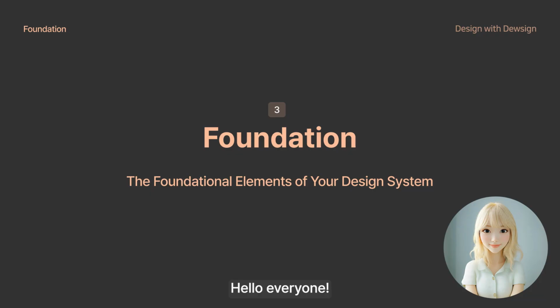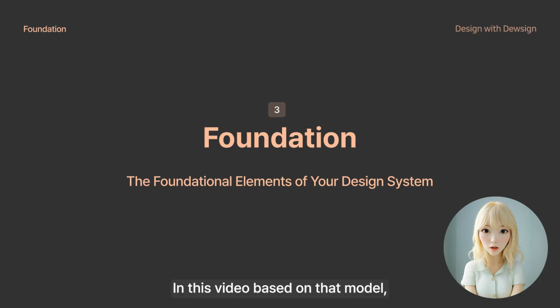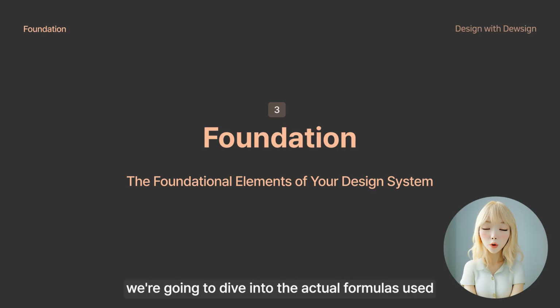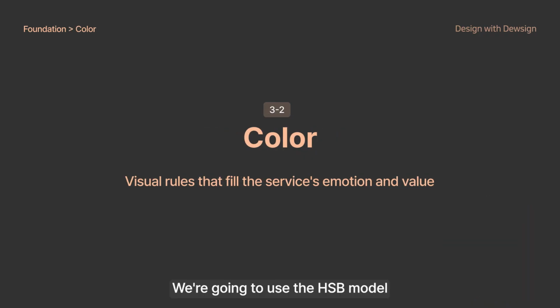Everyone! In our last lesson, we explored color models for design systems. In this video, based on that model, we're going to dive into the actual formulas used to build a complete color palette. We're going to use the HSB model we learned last time to design a logical color palette driven by mathematical rules and formulas, rather than just choosing colors by instinct. This video might be a bit challenging, so please make sure to follow along closely.